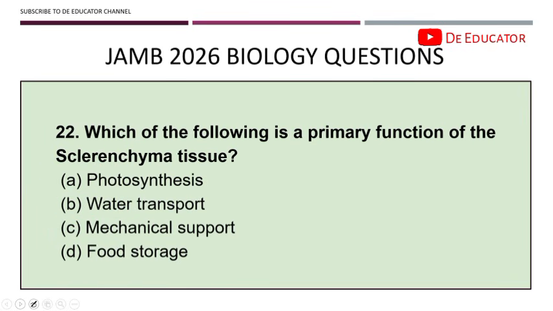All right. Next question. Which of the following is a primary function of the sclerenchyma tissue? So we already know that collenchyma is for support. Now sclerenchyma also gives mechanical support. Sclerenchyma and collenchyma, but collenchyma is for young plants. So sclerenchyma tissues give mechanical support.